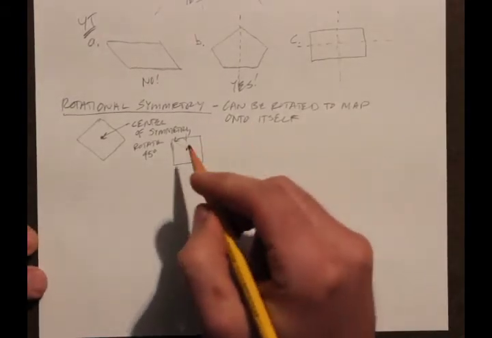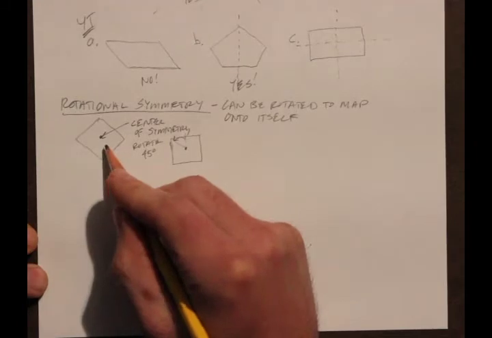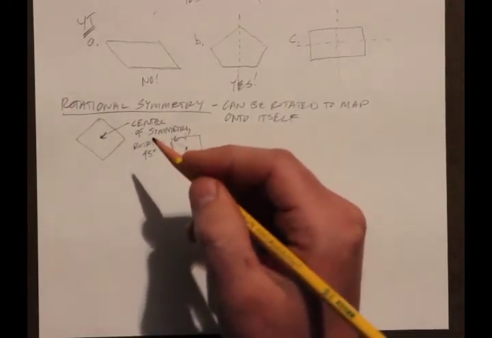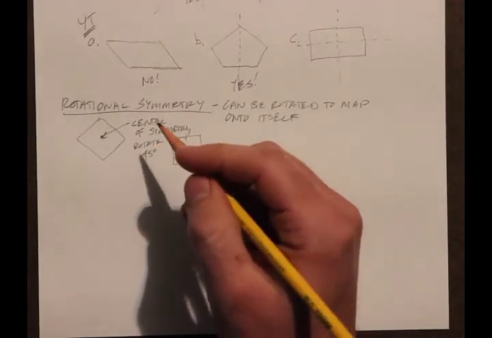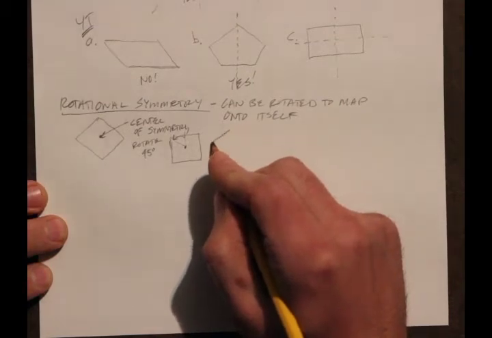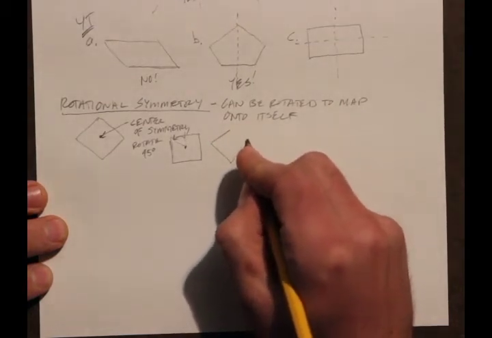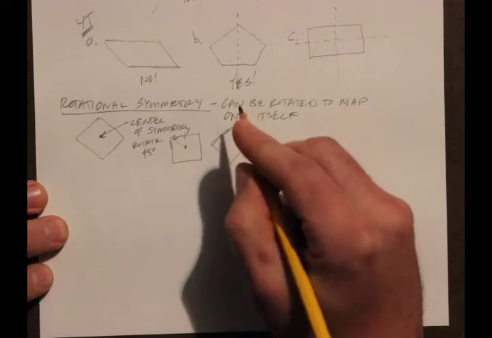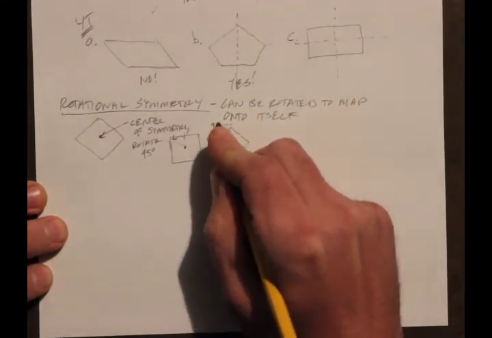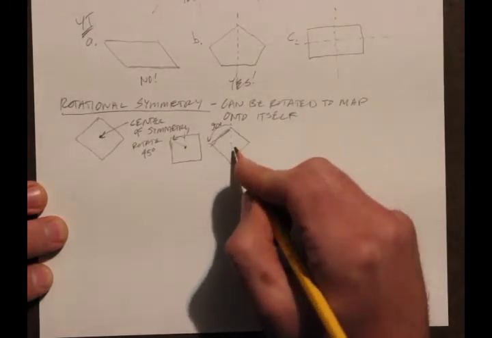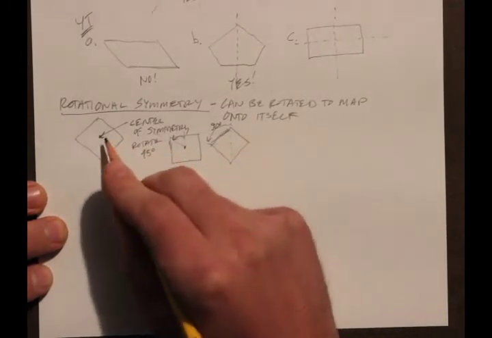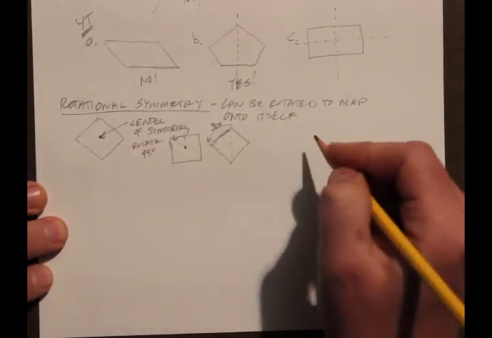So if I rotate it 45 degrees, it's not mapping onto itself. It's not in the same orientation as it was before. But if I were to take it from here and rotate it 90 degrees, there's 90 degrees, then it does map on itself. So notice how this shape is in the same orientation as this shape. So there it is.